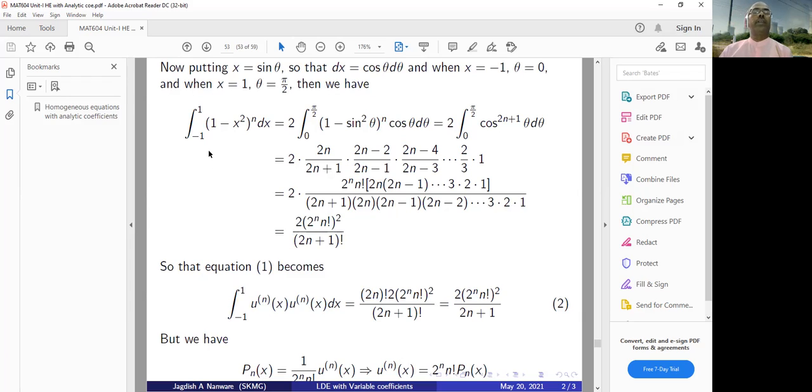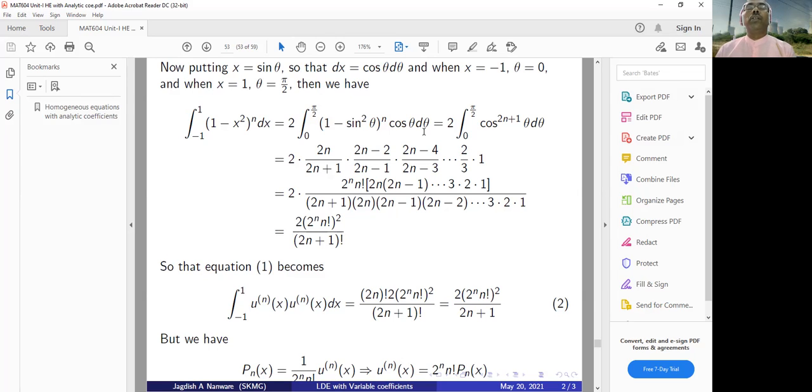And therefore we find this integral by the substitution method. So this is the integral of 1 minus x square to the power n dx. So this is equal to 2 times, so put this. We break this into the integral from 0 to pi by 2 of 1 minus sine square theta to the power n, where dx is cos theta d theta.